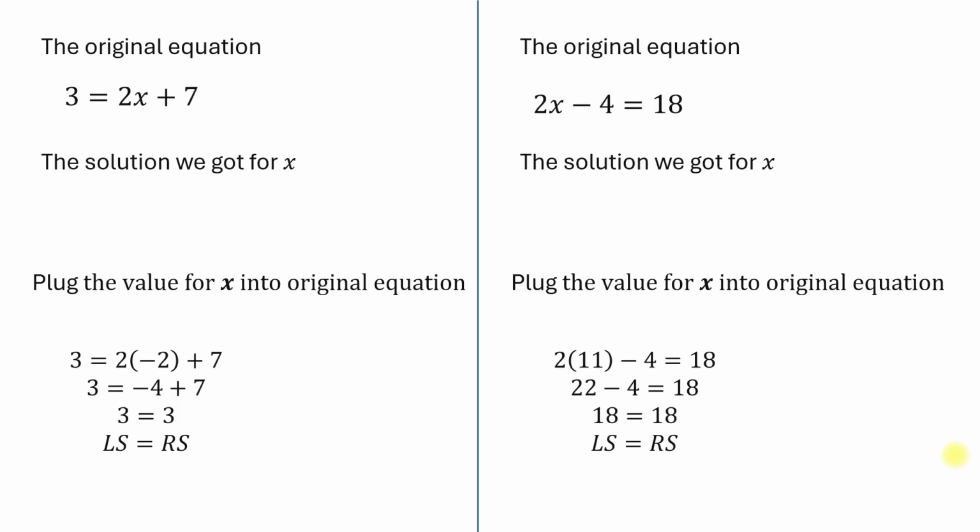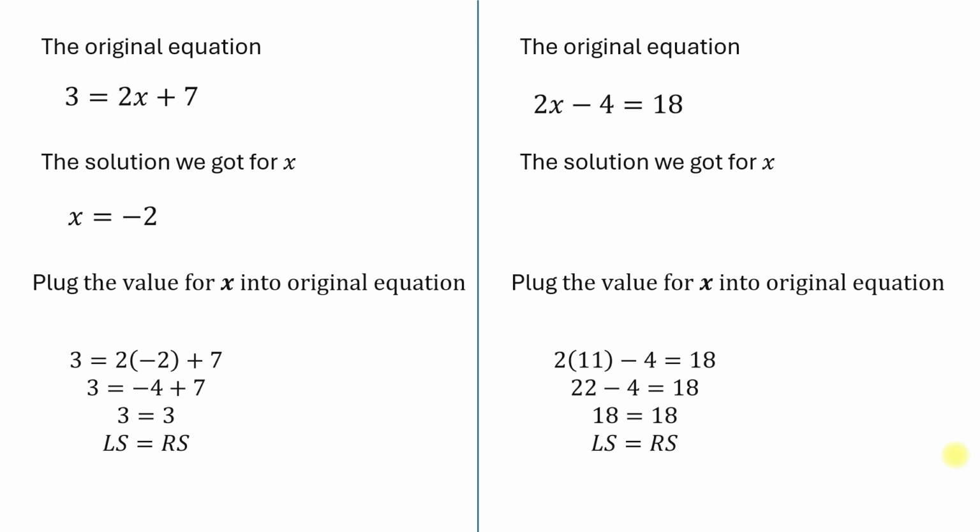Now we're asked to check our answers for g and h. So g, the original equation, was 3 equals 2x plus 7. The solution that we got for x was negative 2. So now we're going to plug that negative 2 back into the original equation. We're going to substitute negative 2 any place that there was x in the original equation. And when we do that, we end up with 3 on the left-hand side and 3 on the right-hand side. So we can say the left side equals the right side.